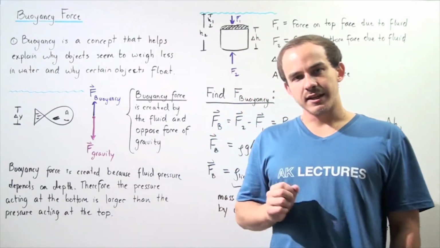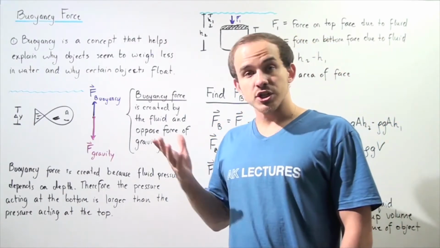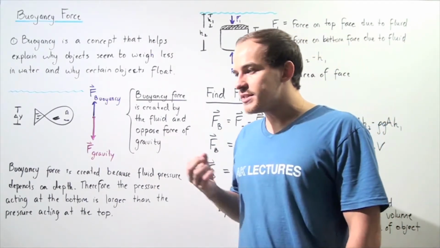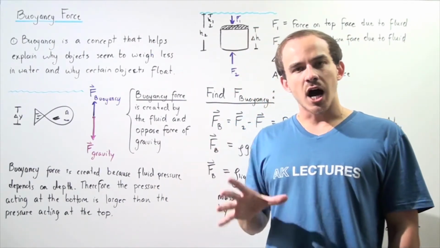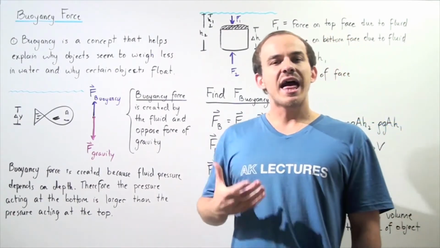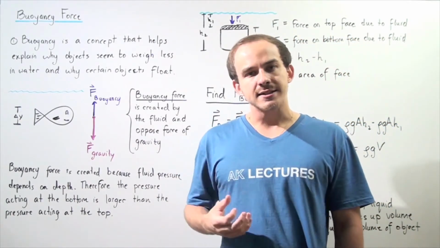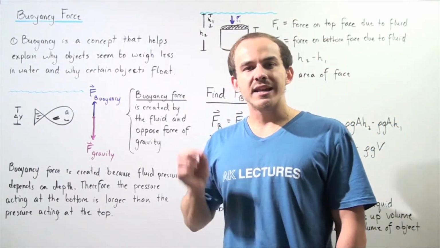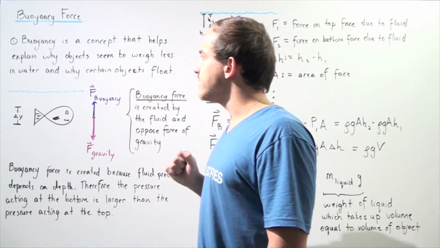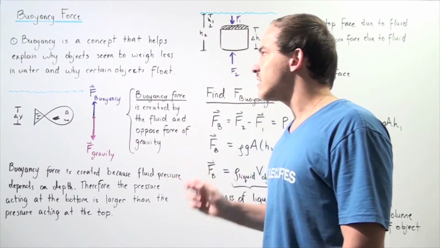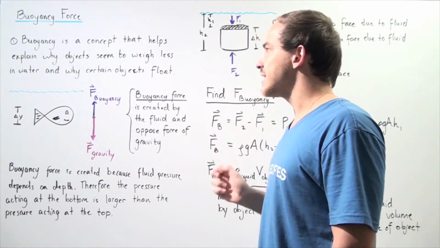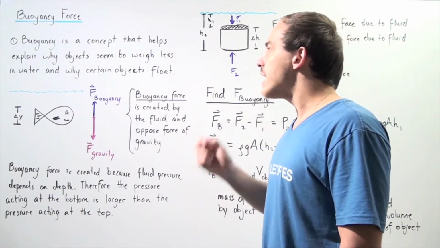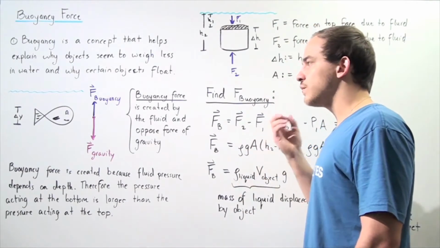So why exactly is it that certain objects, such as wood, are able to float on water? And why is it that when you take a certain object and place that object into a fluid, that object seems to weigh less? Well, to explain these phenomena, we have to examine a principle known as buoyancy. Buoyancy is a particular concept that helps us explain why objects seem to weigh less in water and why certain objects are able to float.